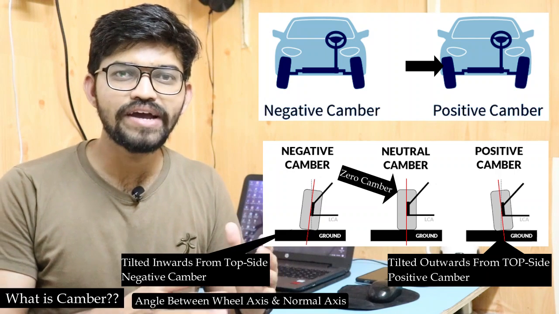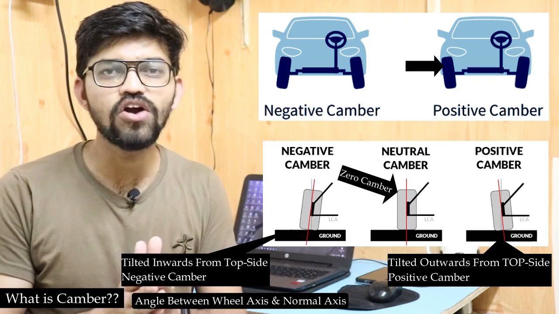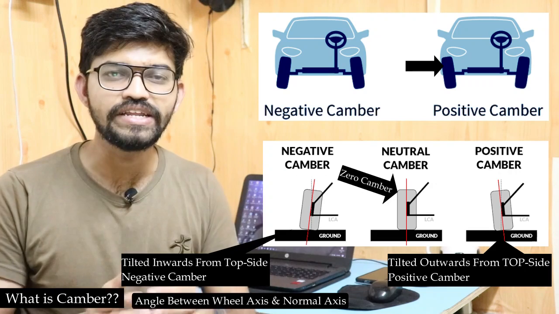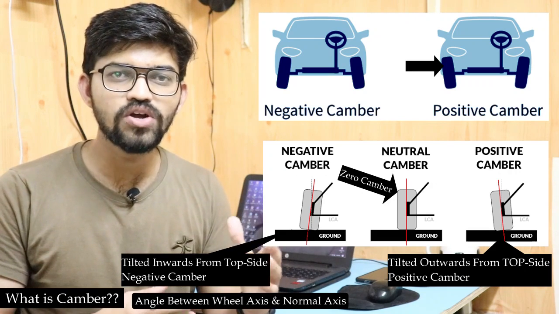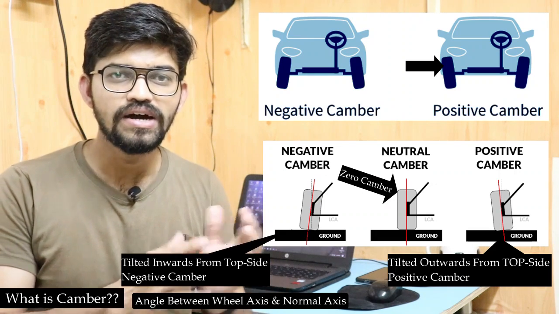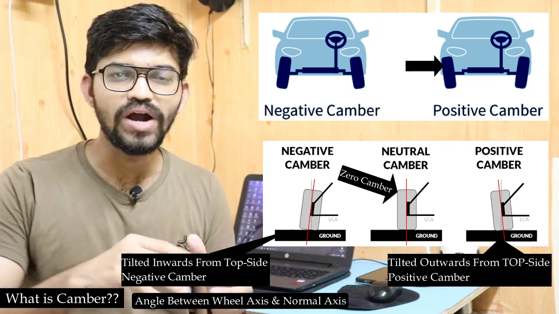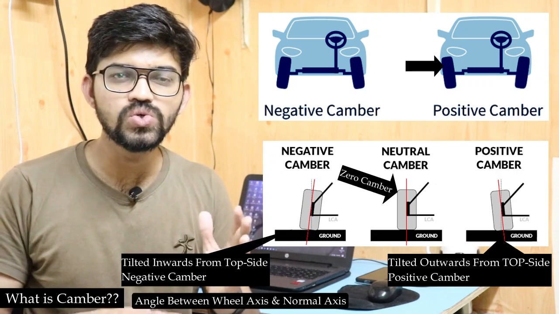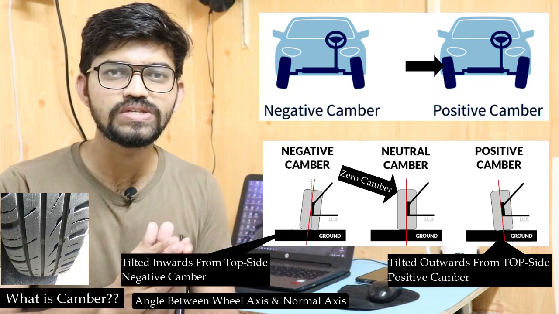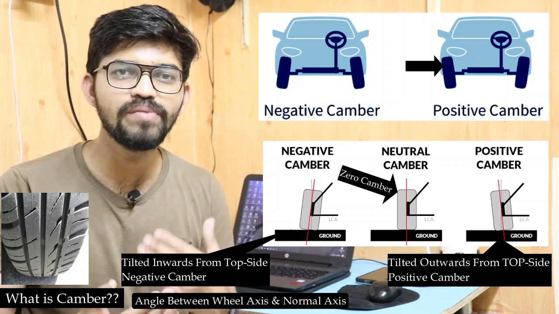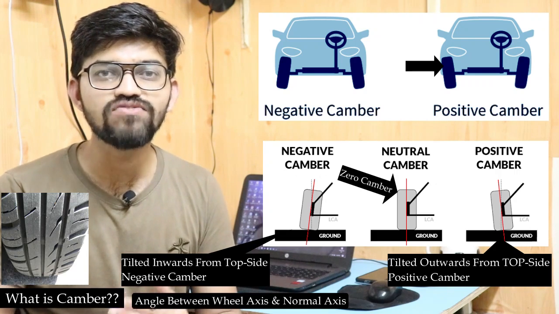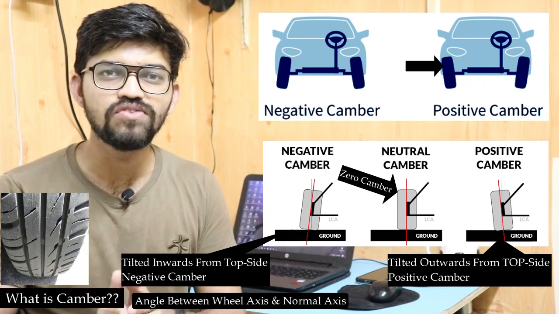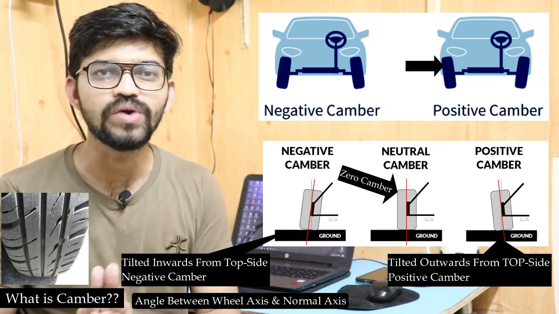Now this camber angle decides the stability of the vehicle. Normally positive camber is recommended in all vehicles. Due to positive camber, while taking turns or cornering, it will reduce the scrub at the bottom side of the wheel, and it helps improve the life of the wheels while taking turns. So this camber angle is basically for the wheels and to maintain the stability of the vehicle.